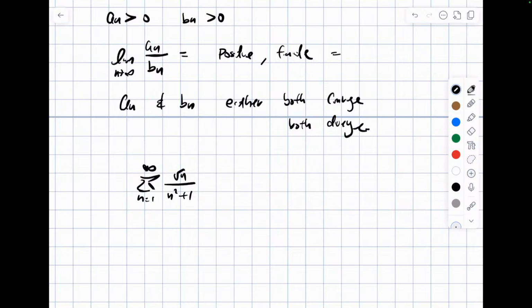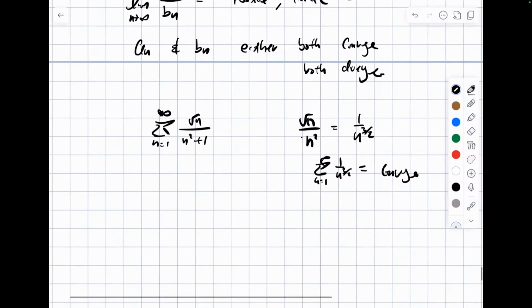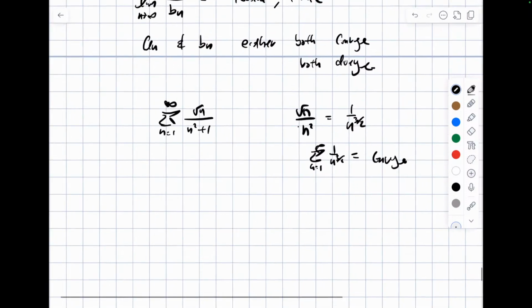What do we compare with? So square root n over n squared, that's equal to 1 over n to the 3 halves. So what's the summation of 1 over n to the 3 halves? What is that? Converge.